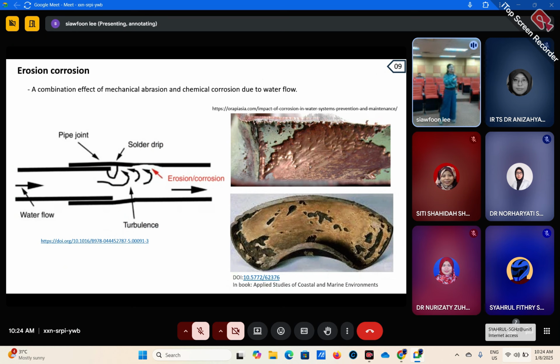Okay, and another is erosion corrosion, and this erosion corrosion usually happens in the pipe. So what happens is, when there's a water flow here and there's a joint, they will cause a turbulence, and this turbulence will actually wash away the steel. So when you open the pipe, you can see inside got something like this. It is because of the erosion corrosion.